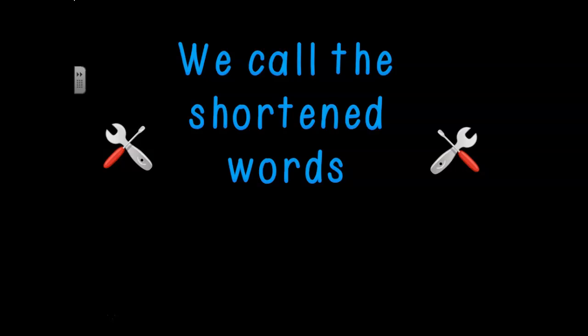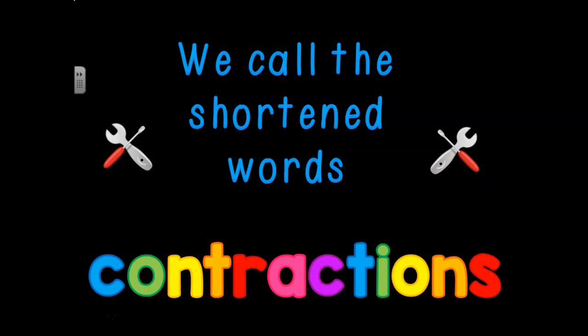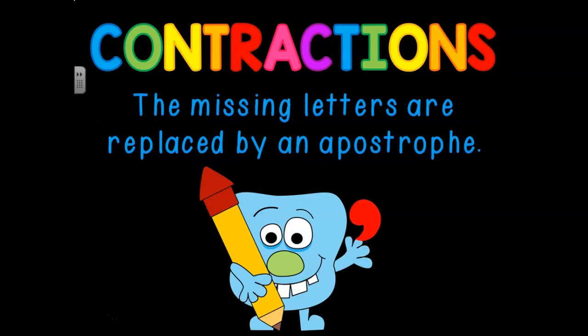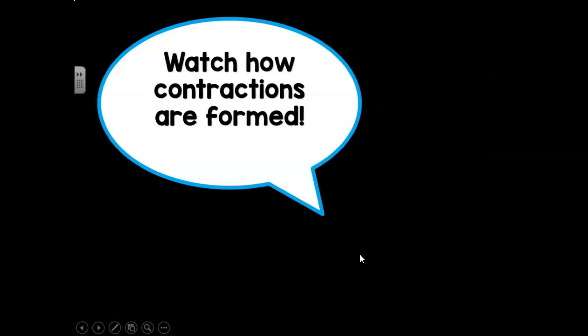We call the shortened words contractions. What do we call shortened words? Contractions. Contractions: when two words are made into one using an apostrophe. The missing letters are replaced by an apostrophe. So the apostrophe fills the space of the missing letters. Watch how contractions are formed.